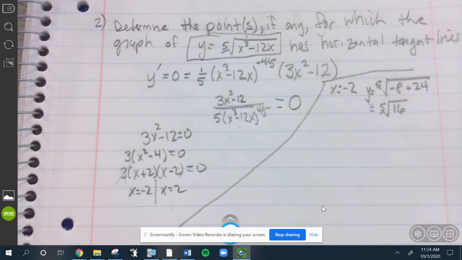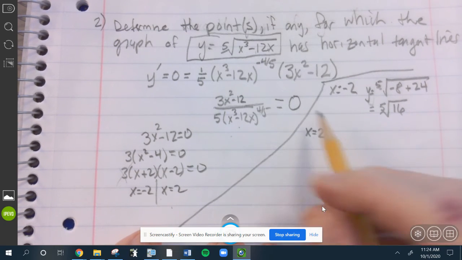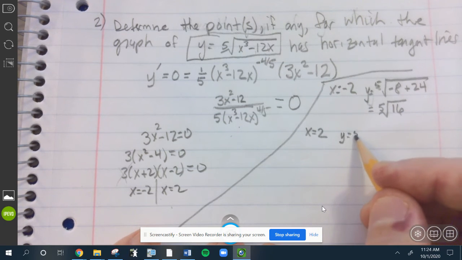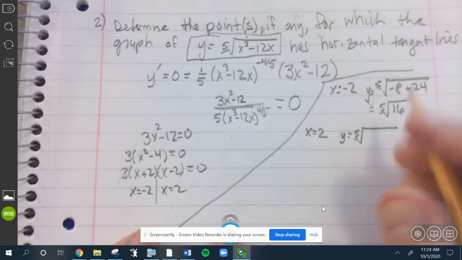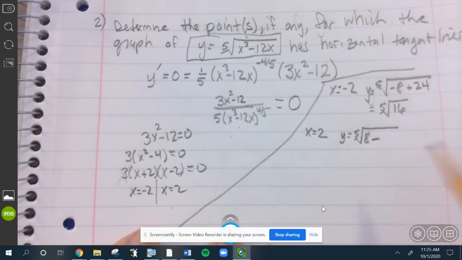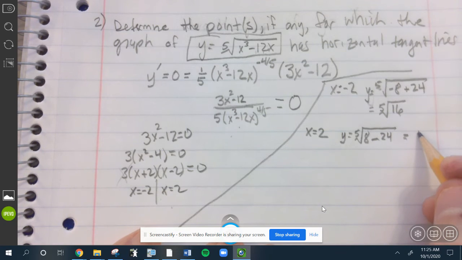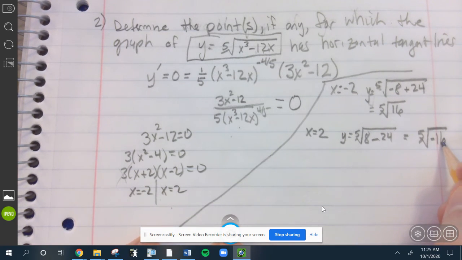Now, 16 is not a perfect fifth power. There's no integer multiplied by itself 5 times that gets you 16. So that's it. That's the y coordinate. For x equals positive 2, do the same thing. Y would be the fifth root of 2 cubed, which is 8, minus 12 times 2, which is 24. That would give us the fifth root of negative 16, which, remember, is perfectly fine. You can have negatives inside an odd root.